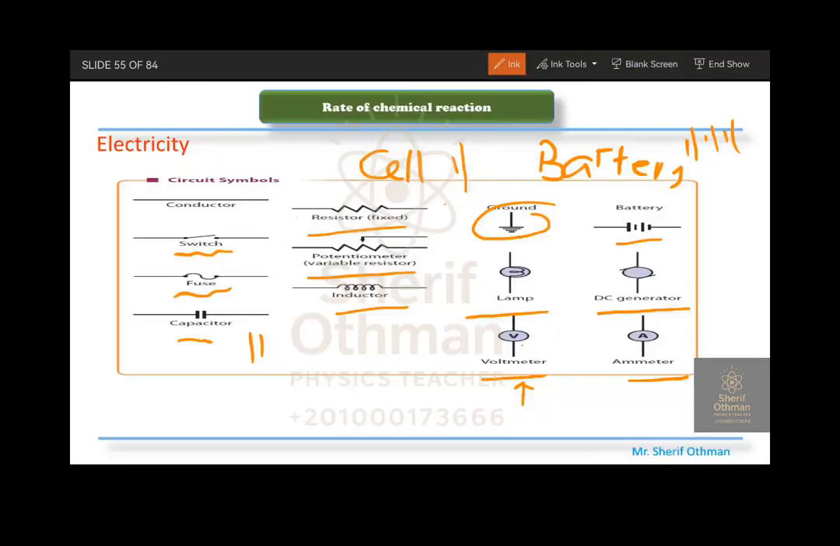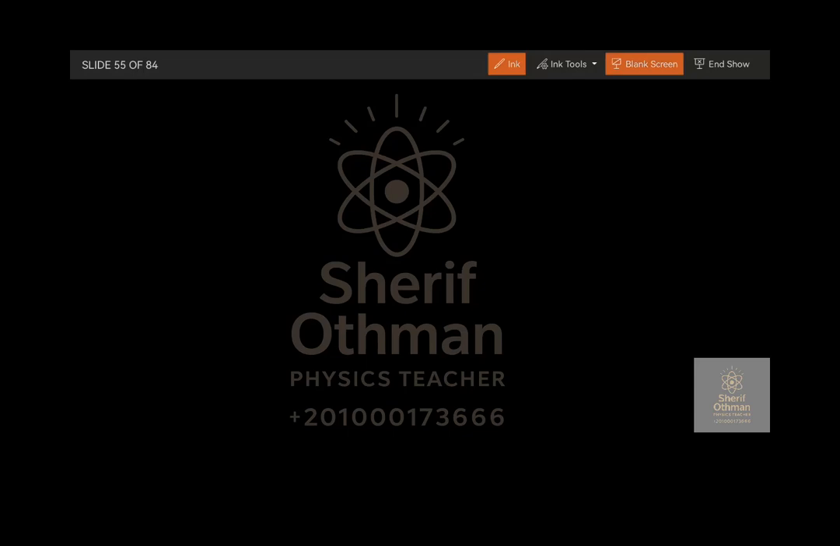We have another type of connections for resistors.